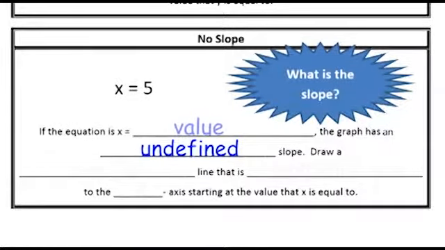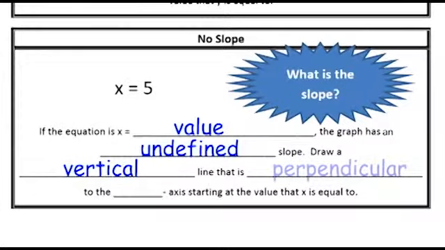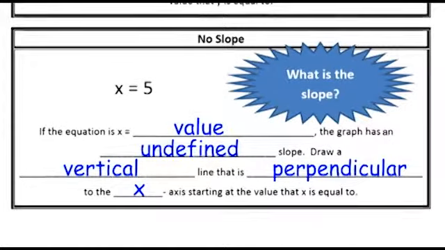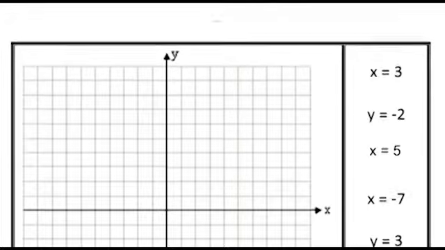So when x equals a value, the graph has an undefined slope. Draw a vertical line that is perpendicular to the x-axis, just like we did with zero slope. It's going to be at 5. So you're going to go along the x-axis till you hit 5, and you're going to draw a line that is perpendicular to that axis.